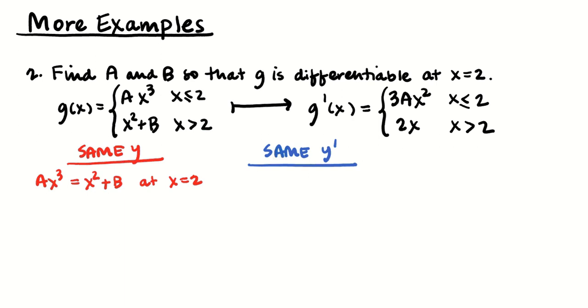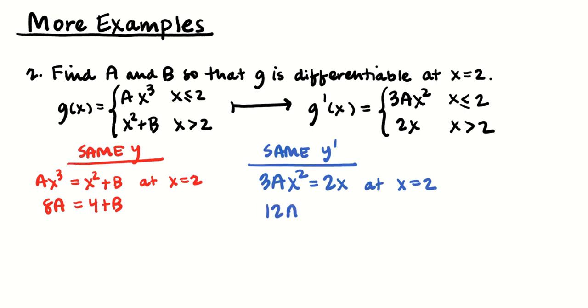All right, so I've taken the derivatives. I'm going to say that 3ax squared needs to equal 2x at x equals 2. Let's plug in x equals 2. So a times 2 to the third is 8a, which is equal to 2 squared, which is 4, plus b. That does not help me all that much. It's good, but I still need more information to pin this down. So I'm going to plug in x equals 2 over here, and I'll get 3 times a times 4 is 12a equals 2x, which is 4.